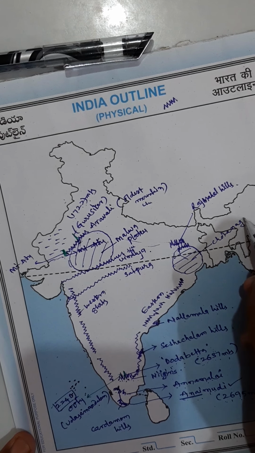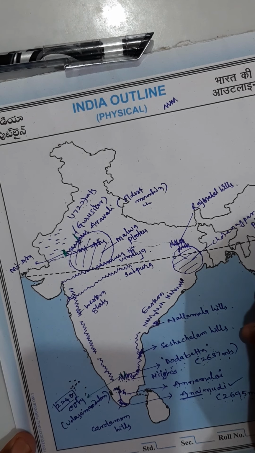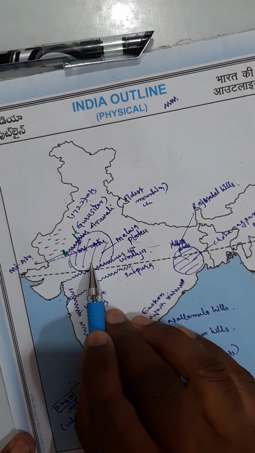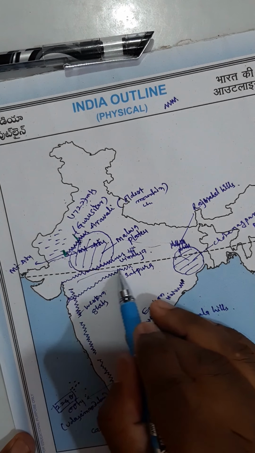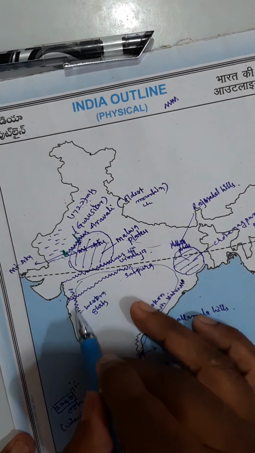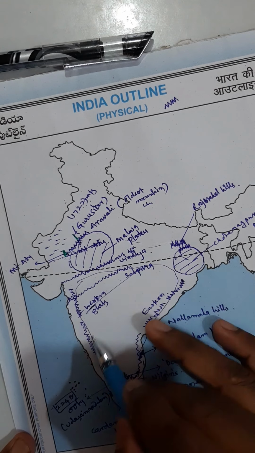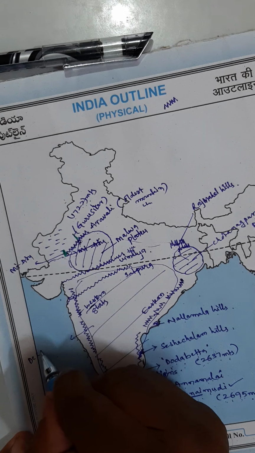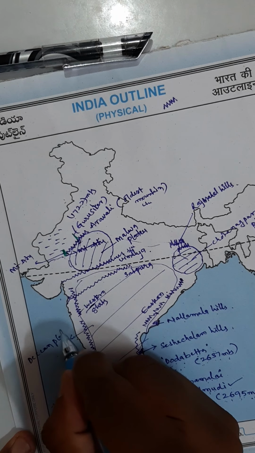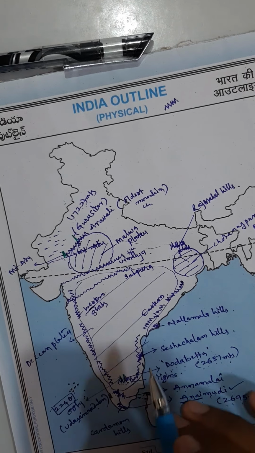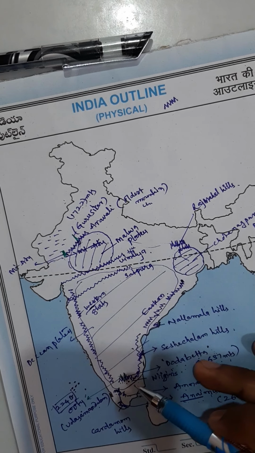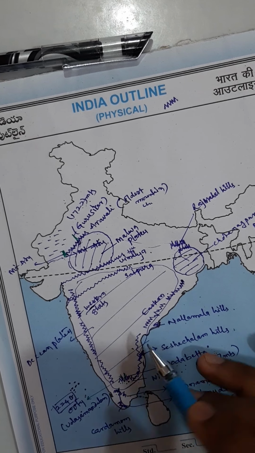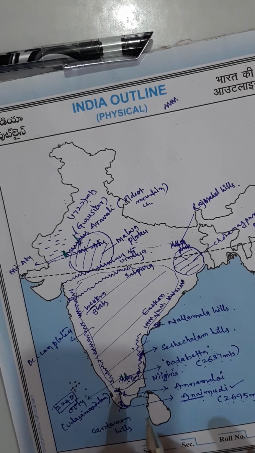Plateau. This is Chota Nagpur Plateau, this is Malwa Plateau, and the entire this one is called Deccan Plateau. It is called Deccan Plateau, otherwise it is called Southern Plateau, otherwise it is called Peninsular Plateau.